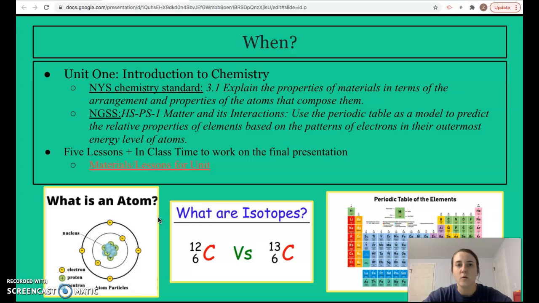Again, I like to incorporate next generation science standards wherever I can. So this would be matter and its interactions, where I use the periodic table as a model to predict the relative properties of elements based on the patterns of electrons in the outermost energy levels of atoms. So again, the whole goal of this project is hopefully by the end, students will have a mastery level understanding of those two standards. This unit and project incorporates 5 lessons plus in-class time for students to work within their groups on their final presentation.